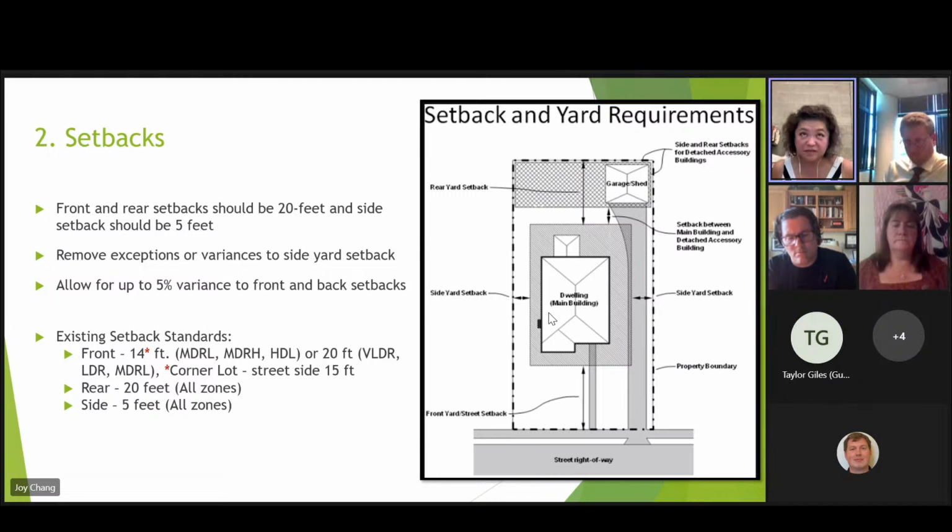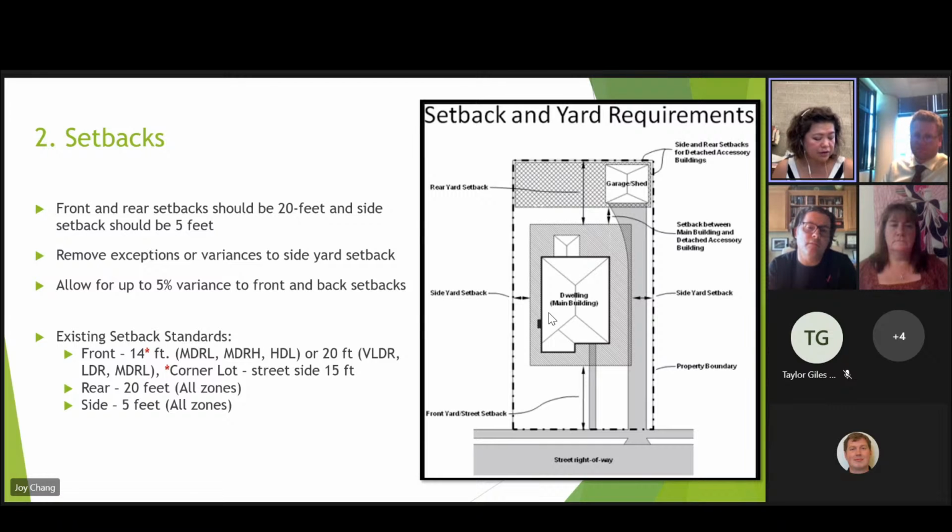From staff's point of view, we typically get variances and setbacks that are tied to planned unit developments that you have definitely seen, just because of the difficult sites and also for them to utilize the site as fully as they can. We typically don't get lots of land use applications that are asking for adjustments or variances.